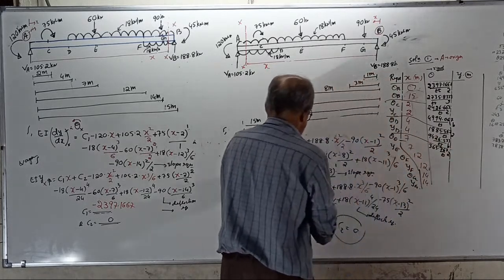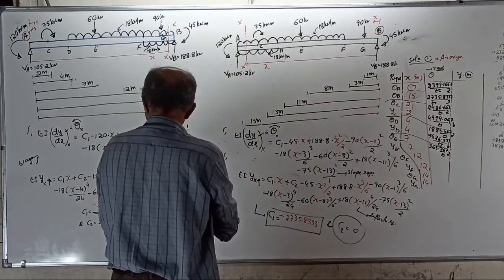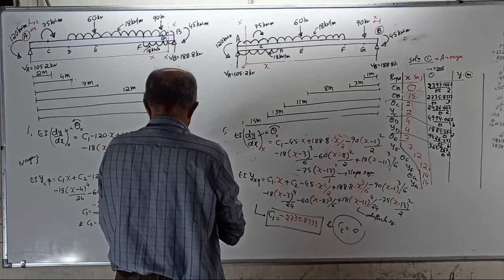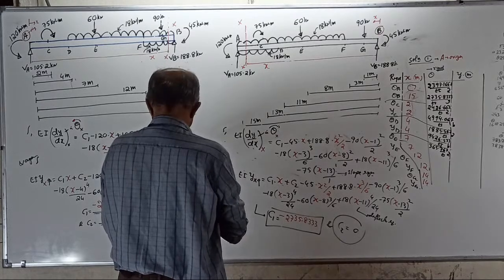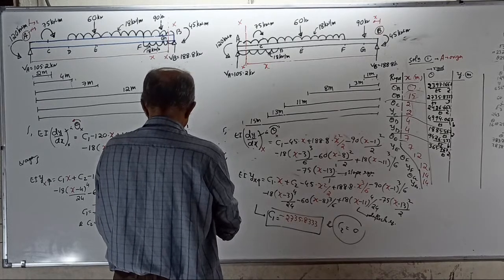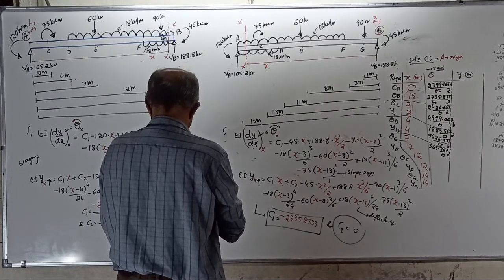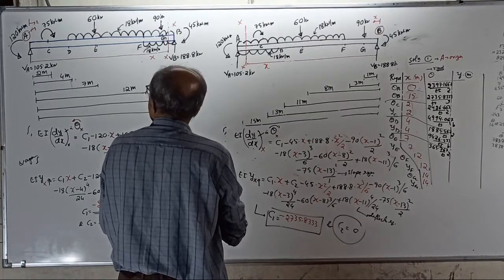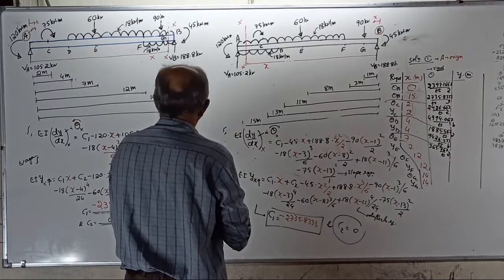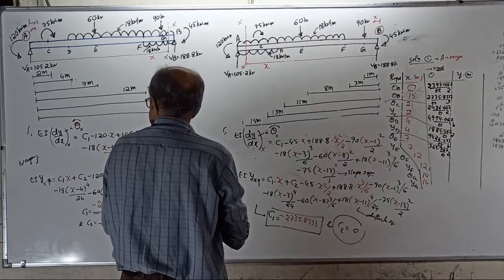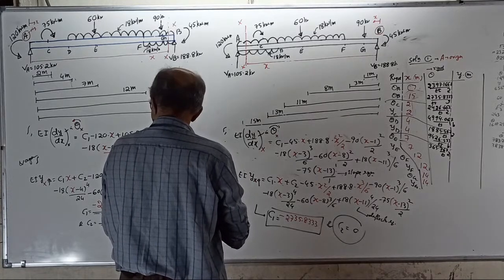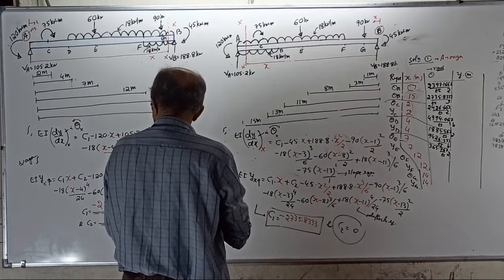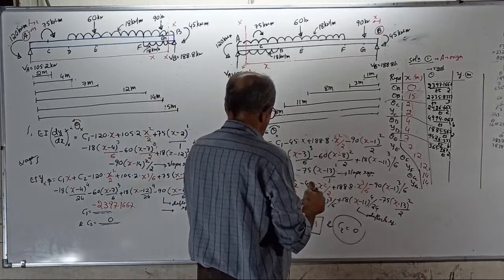Then deflection at E. Shift store A into 7 minus 120 into 7 square divided by 2 plus 105.2 into 7 cube divided by 6 plus 75 into 5 square divided by 2 minus 18 into 7 minus 4 is 3. 3 power 4 is 81, divided by 24.